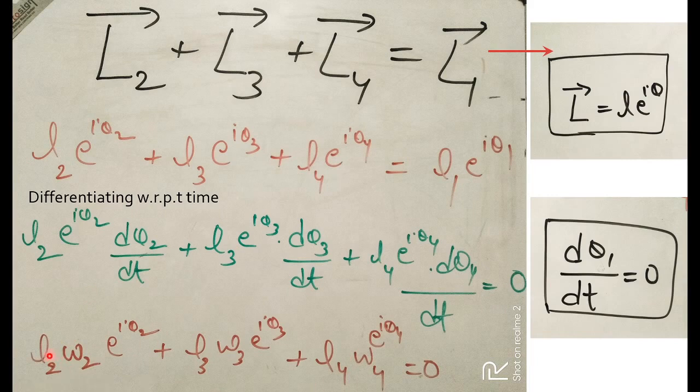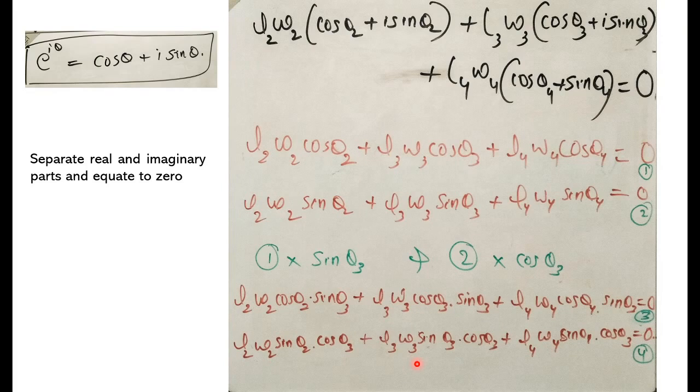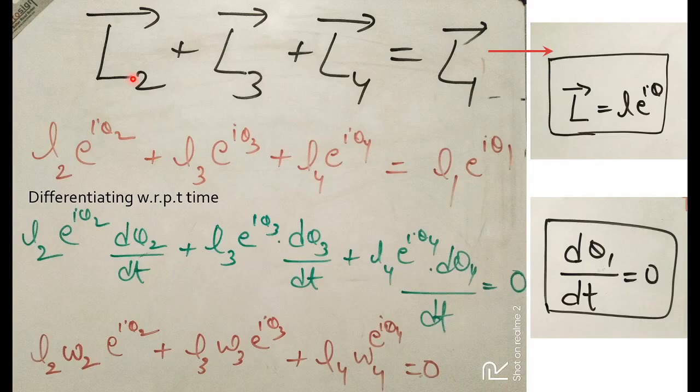That is your next step: L2 ω2 e^(iθ2) + L3 ω3 e^(iθ3) + L4 ω4 e^(iθ4) = 0. Clear. Then in the next step you have to use this equation, which you are also supposed to know: e^(iθ) can be written as cos θ + i sin θ. Then you replace all exponential terms with cos and sin terms.